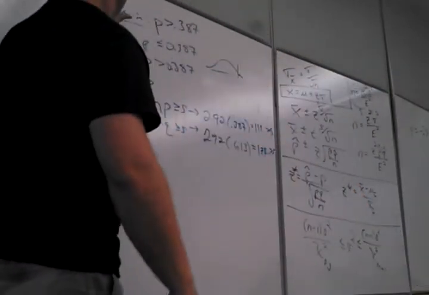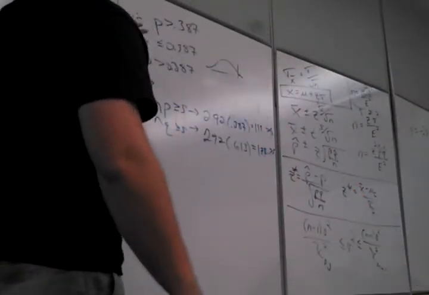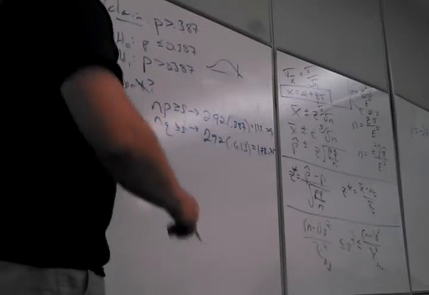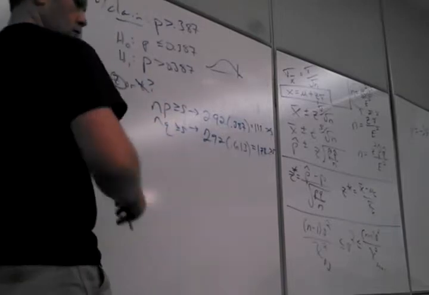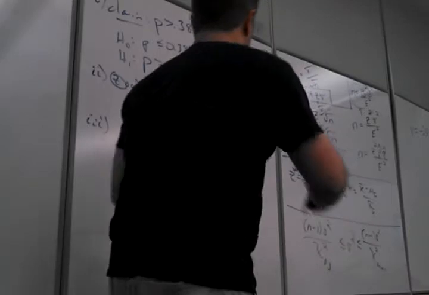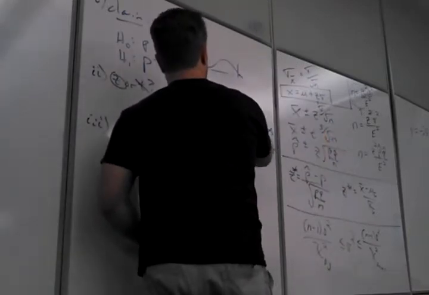So still the same steps. What's the hypotheses? What are we going to use to talk about this stuff? Step 3. So of course this means it's normal enough.